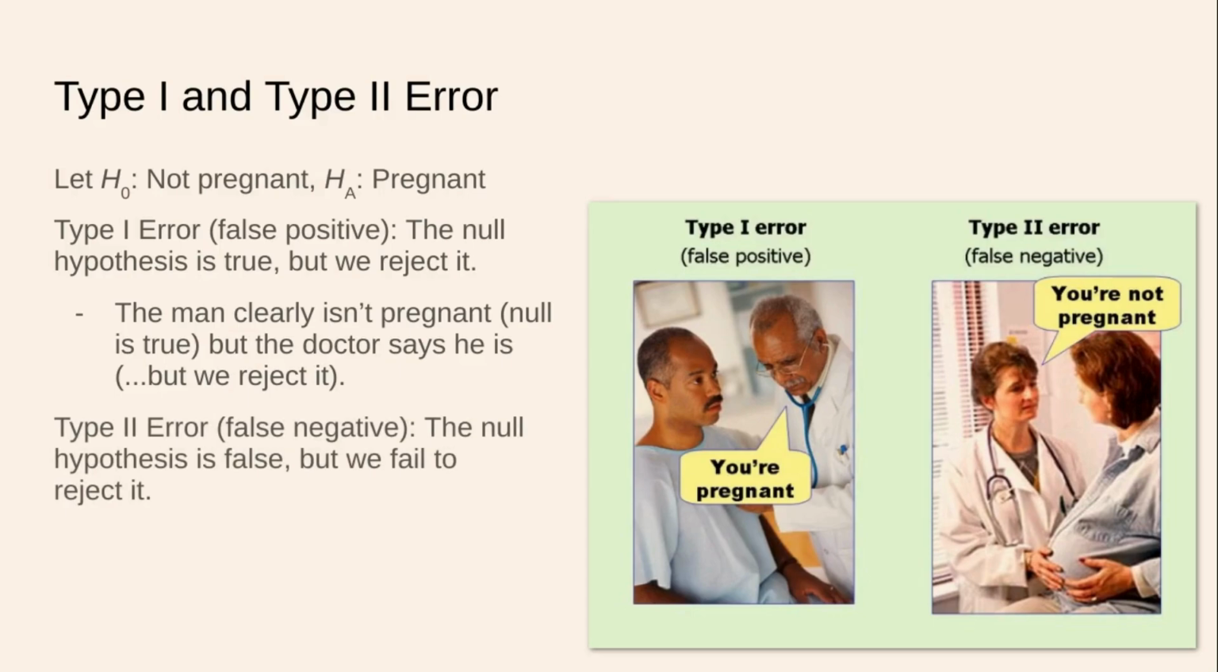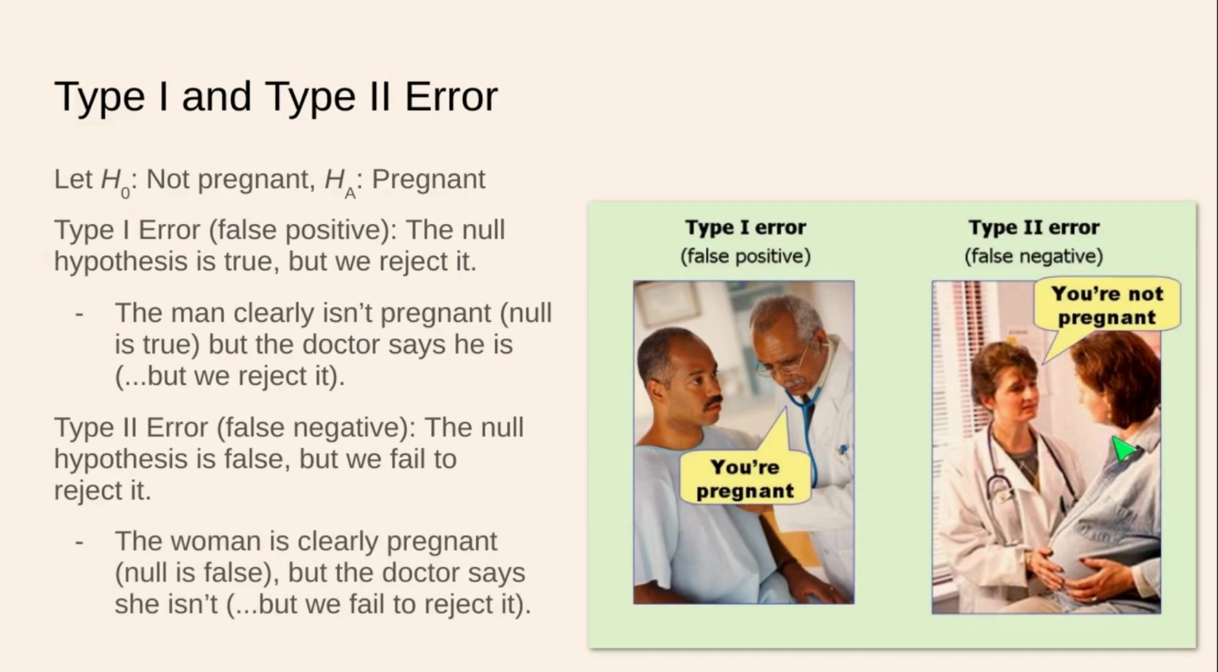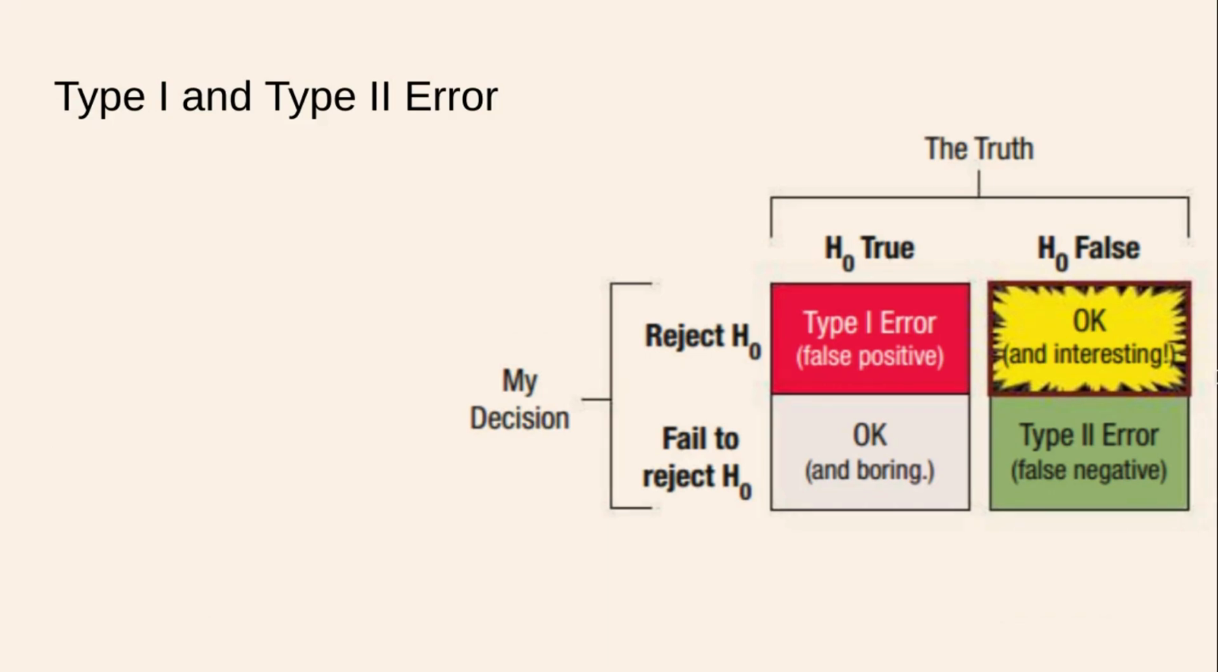Type 2 error, that is the false negative, is that the null hypothesis is false, but we fail to reject it. So the woman over here is clearly pregnant, all right? That is obvious. But the doctor says she isn't. We fail to reject. So there is the pregnancy example. You've seen a Pokemon example and a pregnancy example. Hope that helps.